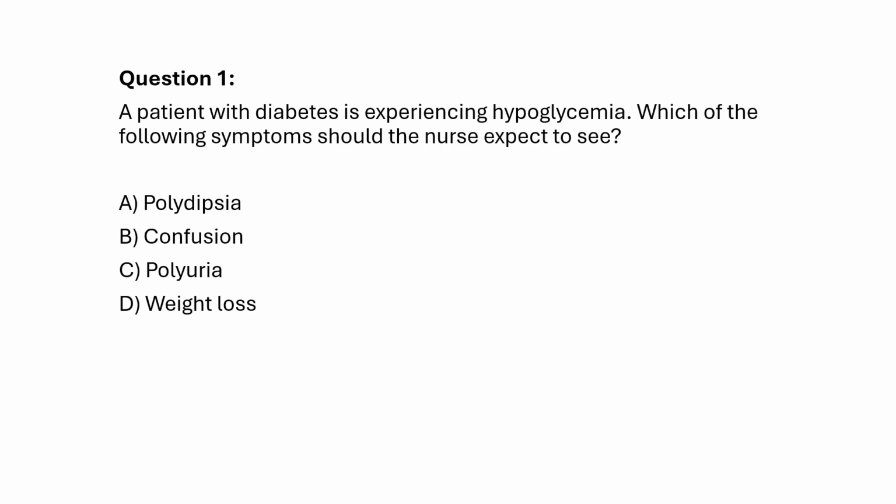Question 1. A patient with diabetes is experiencing hypoglycemia. Which of the following symptoms should the nurse expect to see? A. Polydipsia. B. Confusion. C. Polyuria. D. Weight loss.